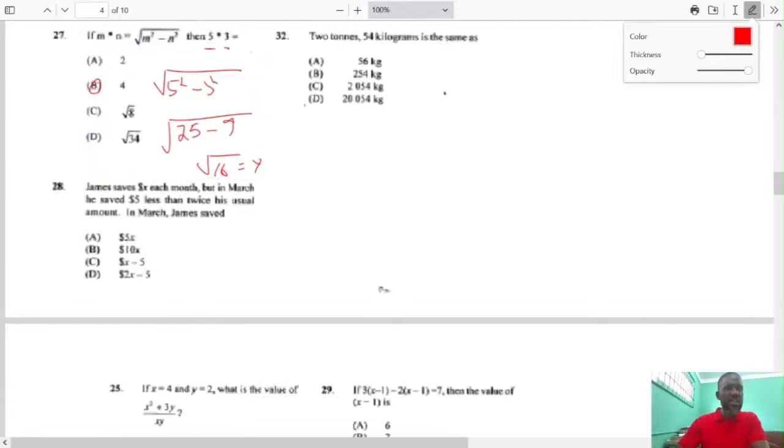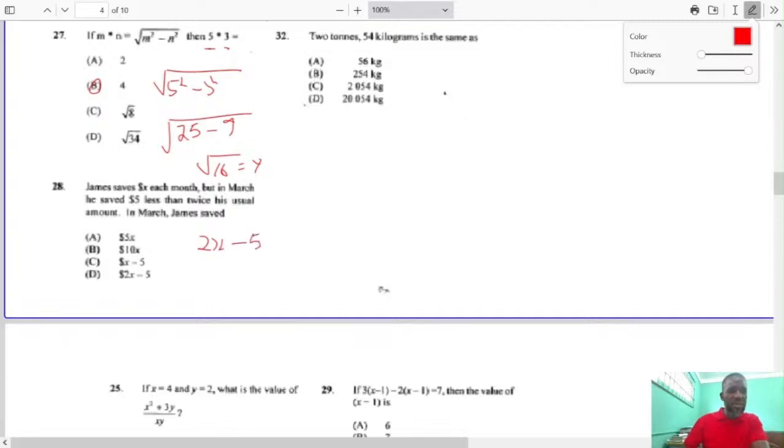It says, James saves X dollars each month, but in March he saved $5 less than twice his usual amount. So basically, James saves X dollars each month, okay? In March, he saved $5 less than twice his usual amount. So therefore, twice his usual amount will be 2x, and he saved $5 less. So we're going to subtract that. So basically, our answer here is D.